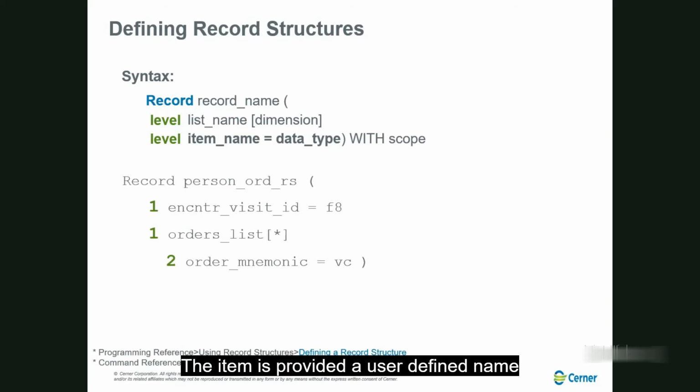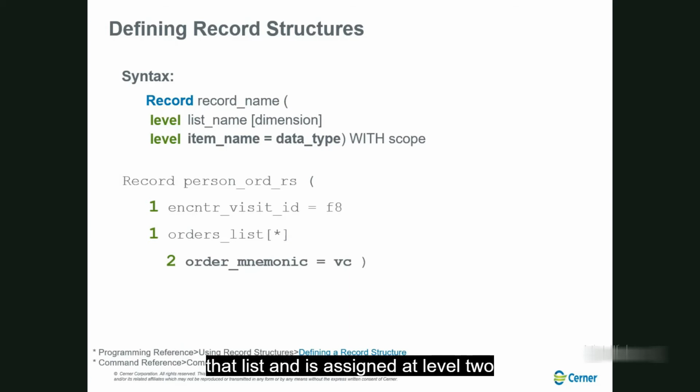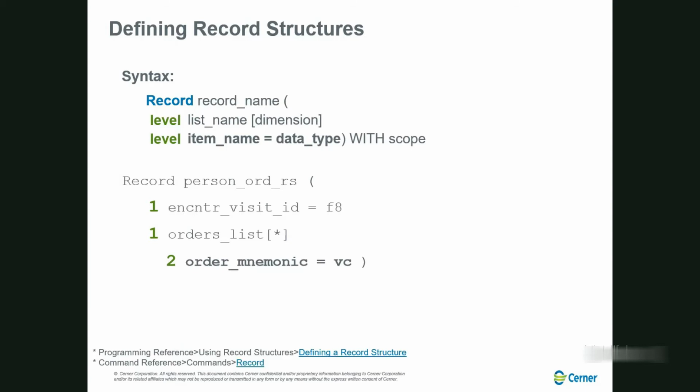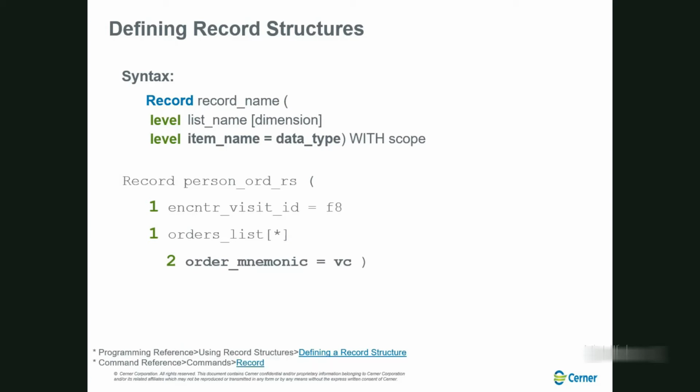The item is provided a user-defined name and is set equal to a valid data type such as VC, F8, DQ8, or any other valid data types, just like the order mnemonic in the person ord RS definition. The orders list is at level 1. The order mnemonic is a part of that list and is assigned at level 2 to show its relationship to the list. Order mnemonic is the assigned user-defined name, and it is set equal to a VC data type.